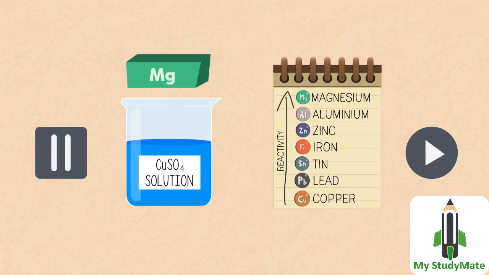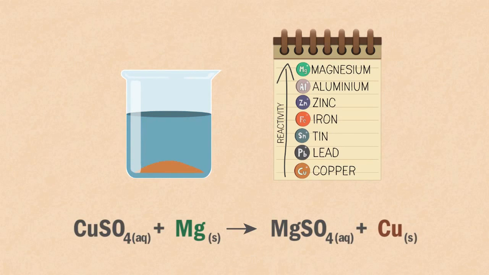So, if you were to add magnesium, what do you think would be formed? Pause the video, write a chemical equation and check the answer when ready. The answer is shown here.